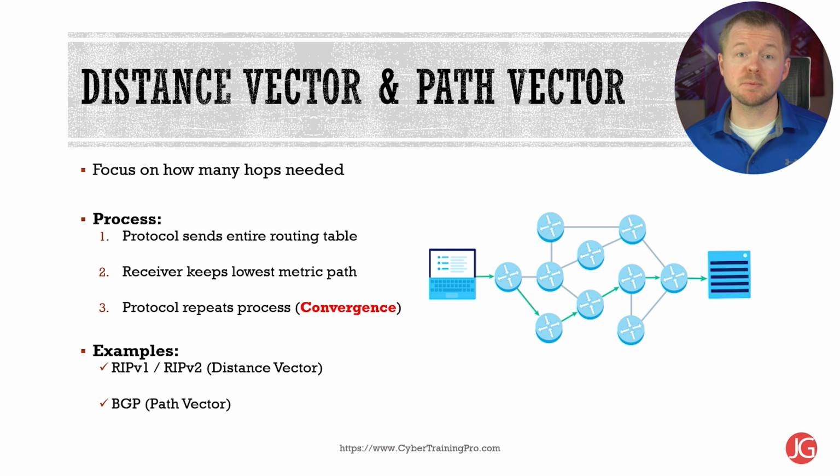As you can see from this explanation, distance vector routing protocols aren't great for very large networks because they can take a while to initially share information, and then if changes happen, they're very slow to update. Two distance vector routing protocols that you need to know about are RIP version 1 and RIP version 2. And the path vector that you need to know about is BGP. Let's talk about these protocols.